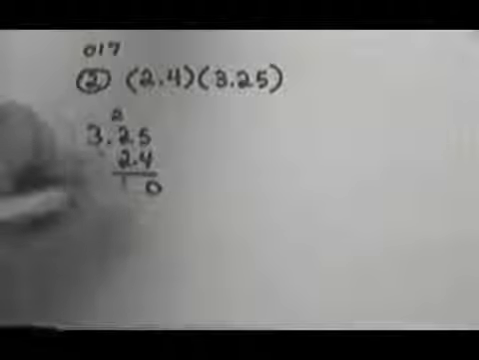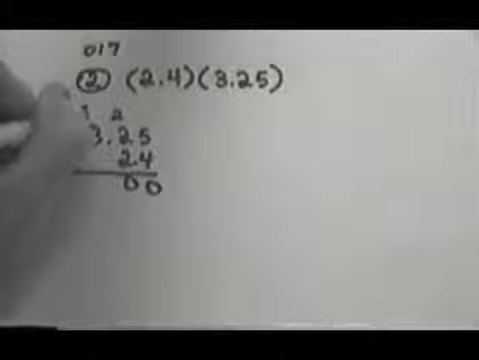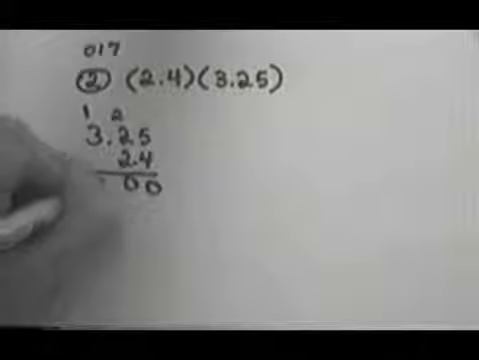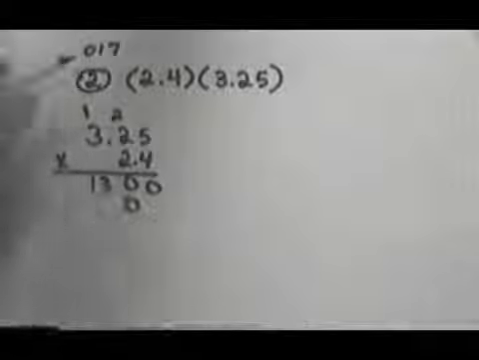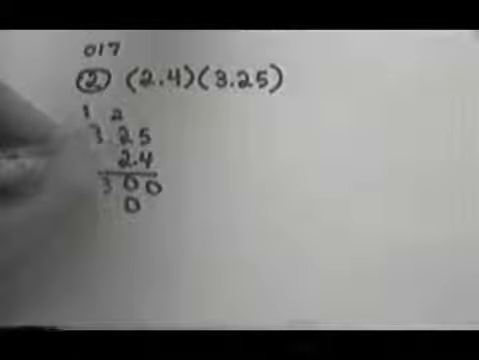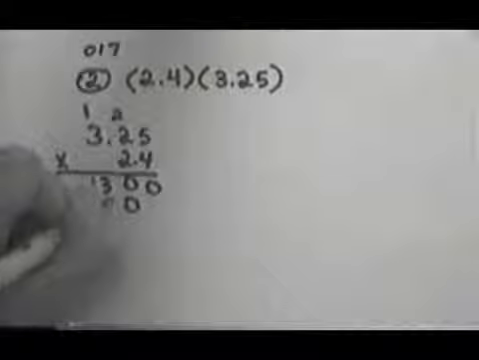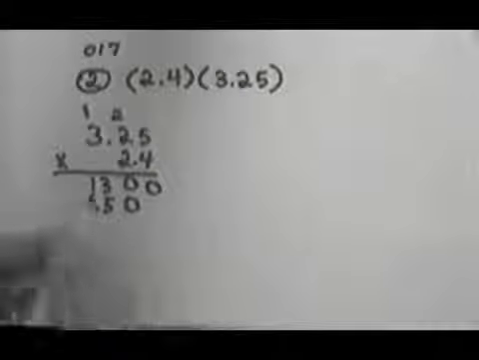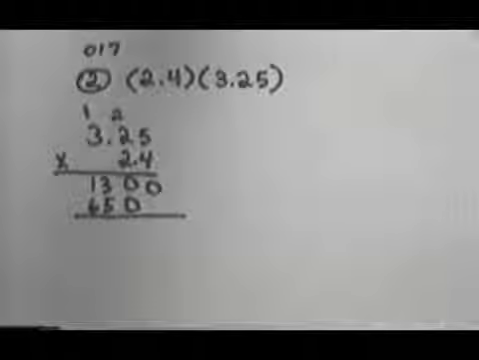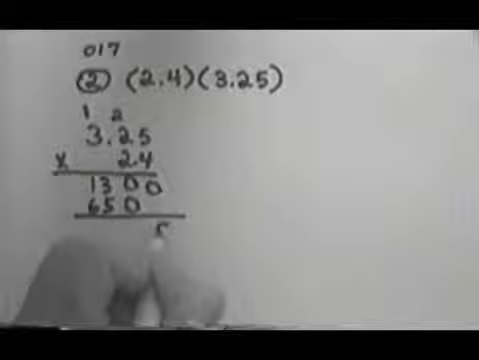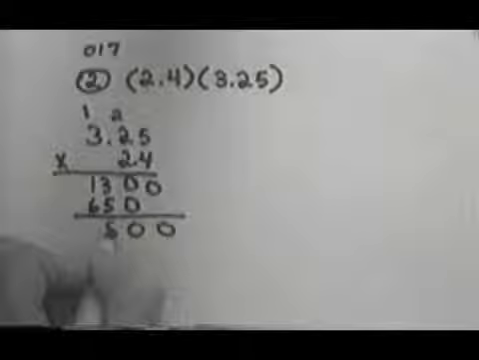4 times 5 is 20. Carry your 2. 8 and 2 is 10. Carry your 1. 12 and 1 is 13. Then I'm ready to multiply by the 2. 2 times 5 is 10. Carry our 1. 2 times 2 is 4 and 1 is 5. And 2 times 3 is 6. Have to ignore my first carrying up there. Then when I add this up, 0, 0, 8, 7.